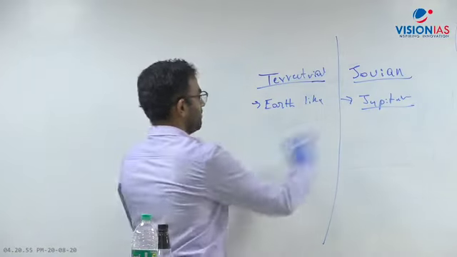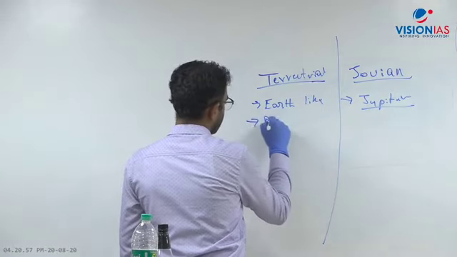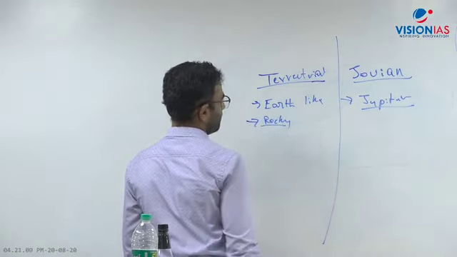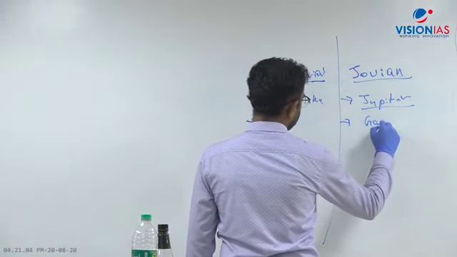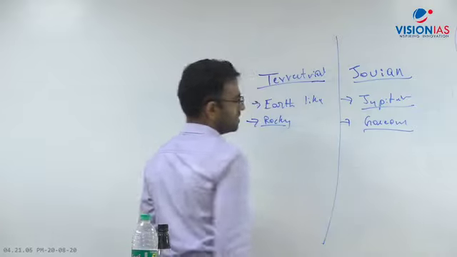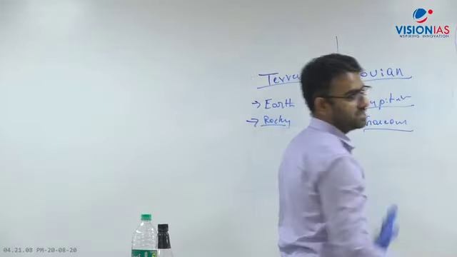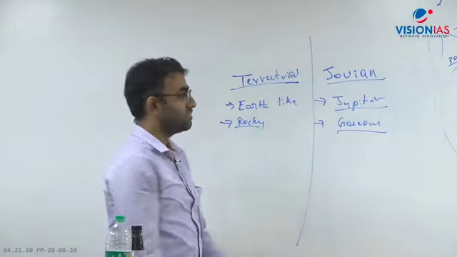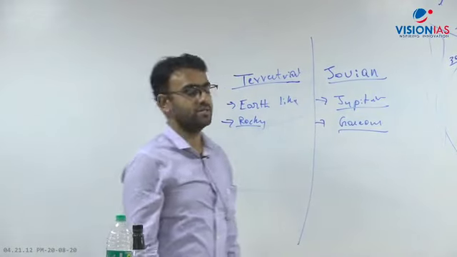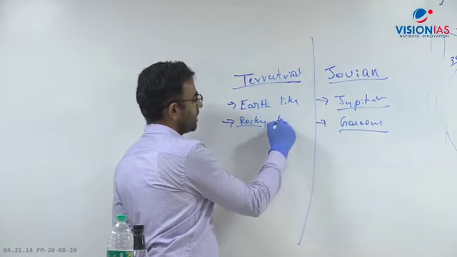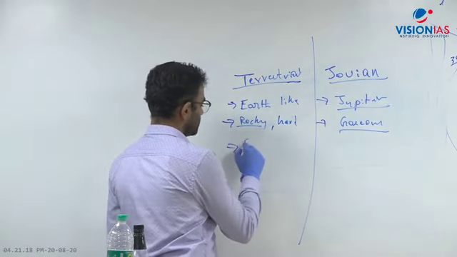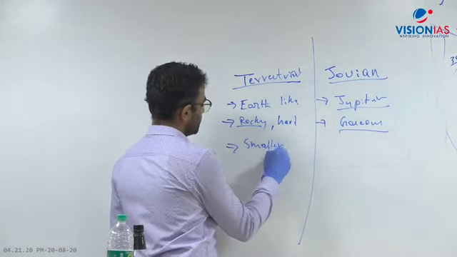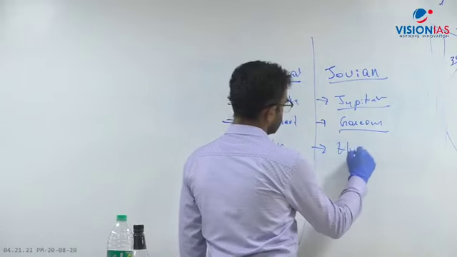So what is the major difference you can see? These are rocky planets, these are gaseous planets. They are also called gas giants, that is, majorly made up of gaseous elements. These are very hard and rocky. And obviously these are very, very small, these are huge in size.